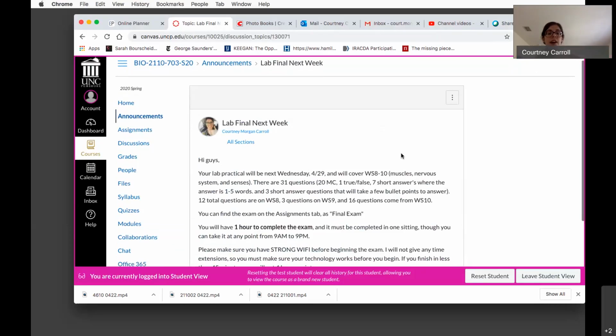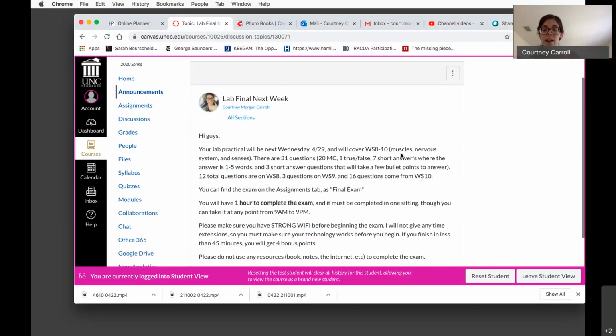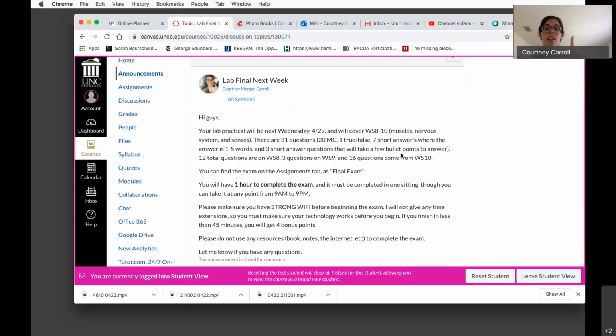You'll find the exam on the assignments tab as a final exam. You have an hour to complete the exam. You have to do it in one sitting, and you can do it at any point from 9 a.m. to 9 p.m. Keep in mind, however, my email policy is that, for my own preservation of separation between work and home life, I try not to check work emails after around 5 p.m.